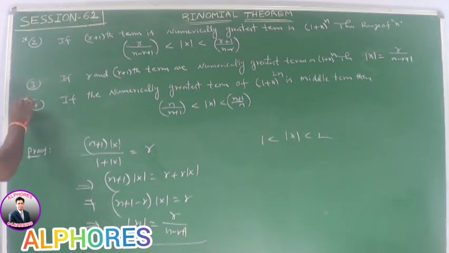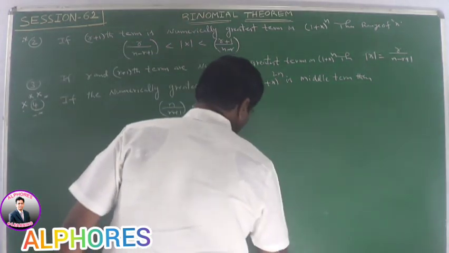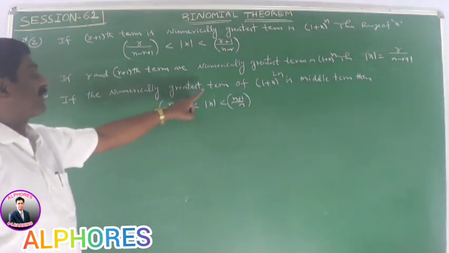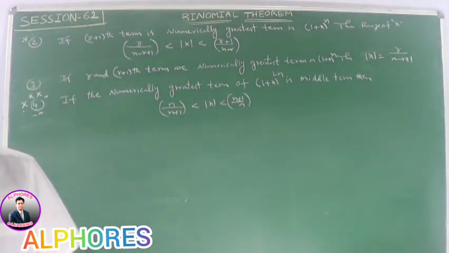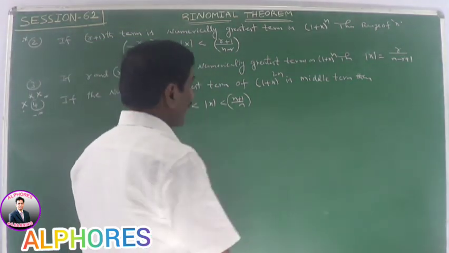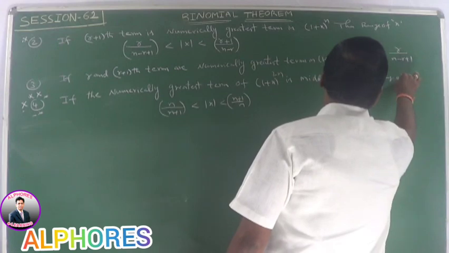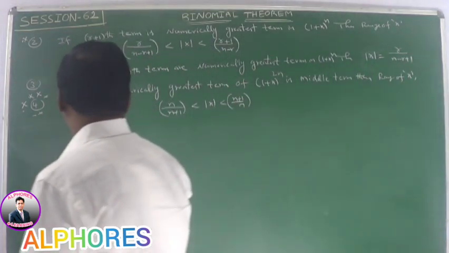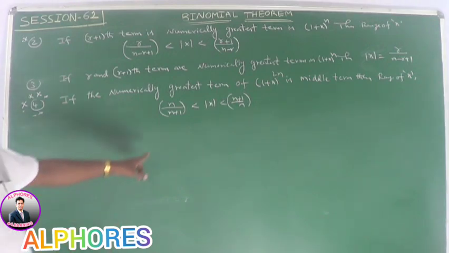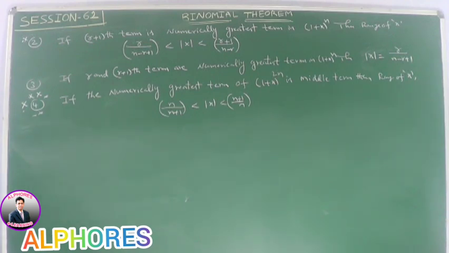Next, fourth one. It is also very, very important. If the numerically greatest term of (1 plus x) whole power 2n is the middle term, then the range of x is n by (n plus 1) is less than mod x less than (n plus 1) by n.